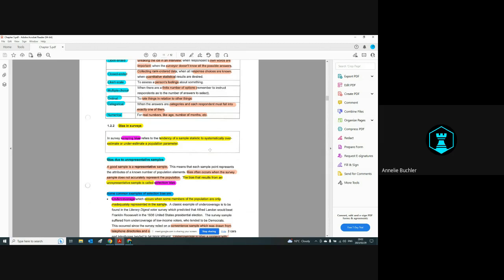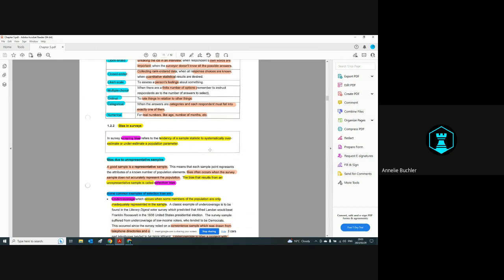Bias due to unrepresentative samples. A good sample is always a representative sample. Bias often occurs when the survey sample does not accurately represent the population, okay? Or if you haven't selected the population for your research properly, okay?